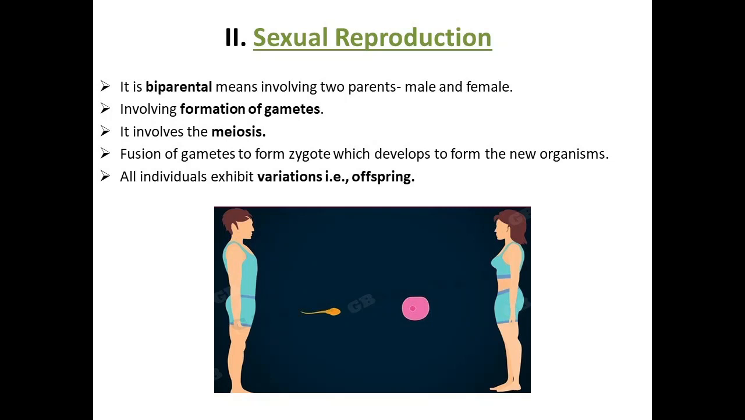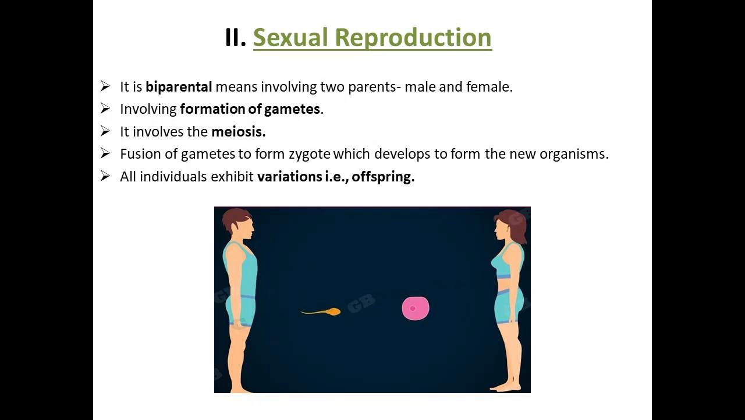So crossing over brings about the variations. It means in sexual reproduction, the offsprings formed are not exact carbon copies of their parents. They show variations. So in these points we have covered the difference between sexual and asexual reproduction also. Is it okay? Coming to the next.